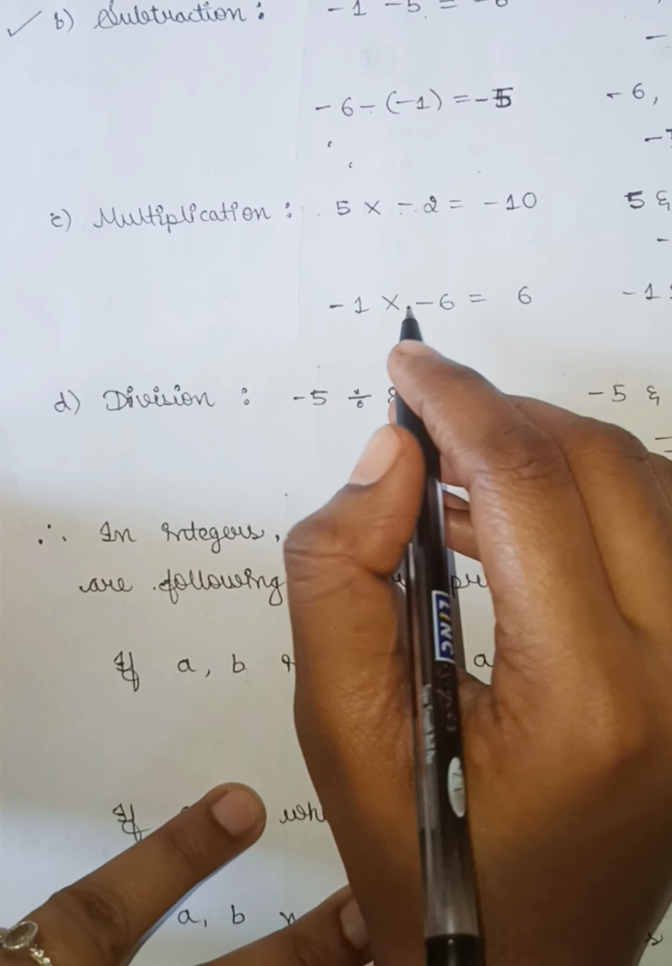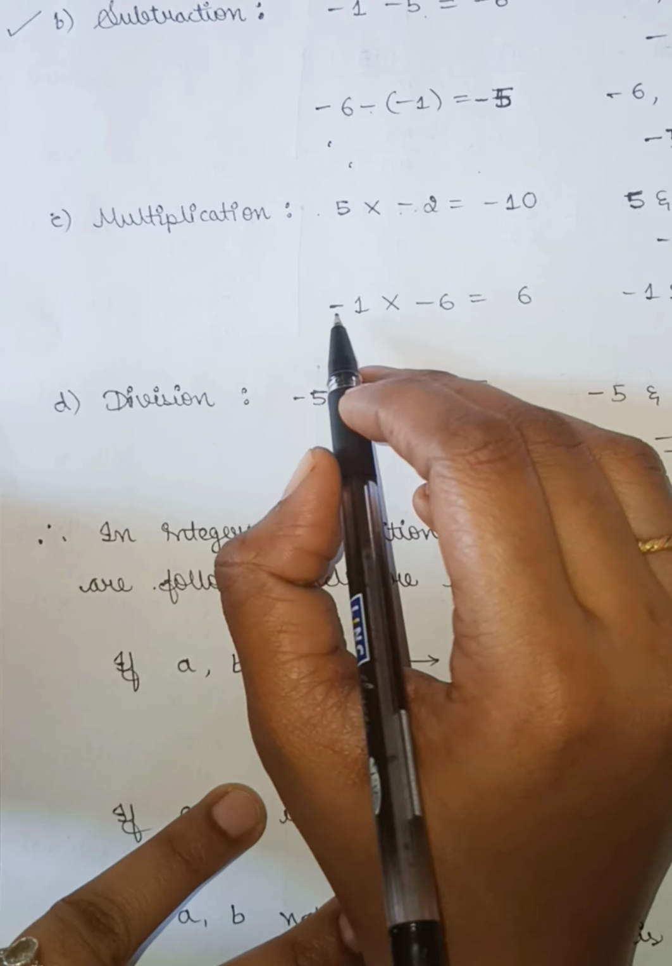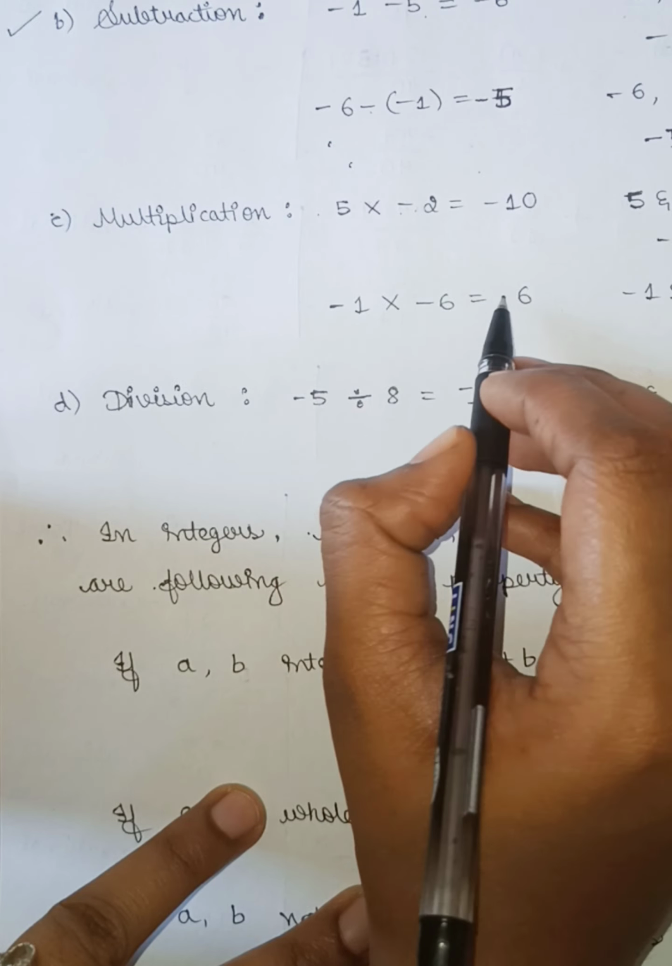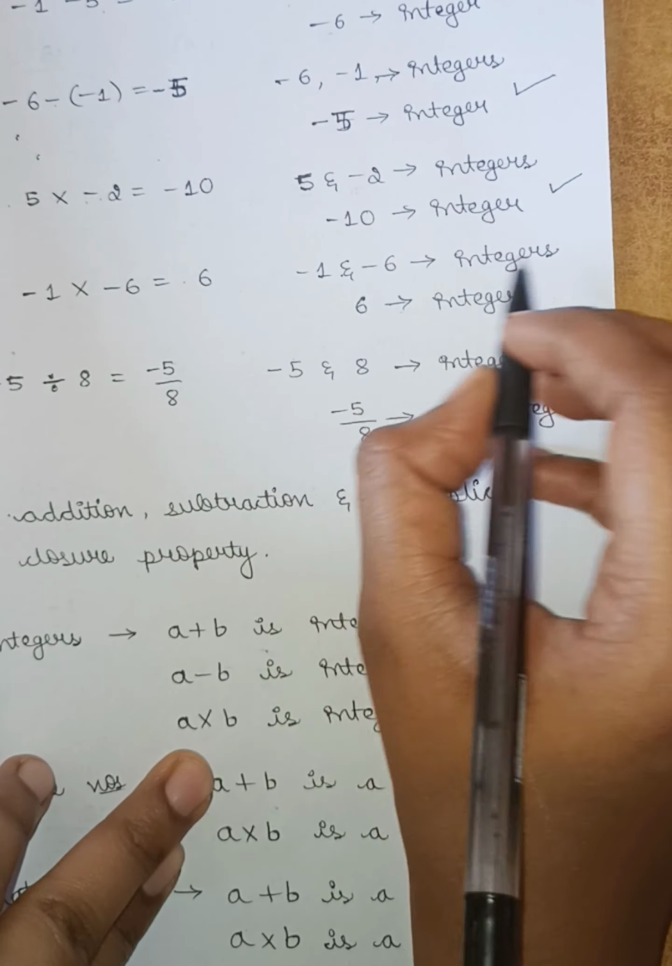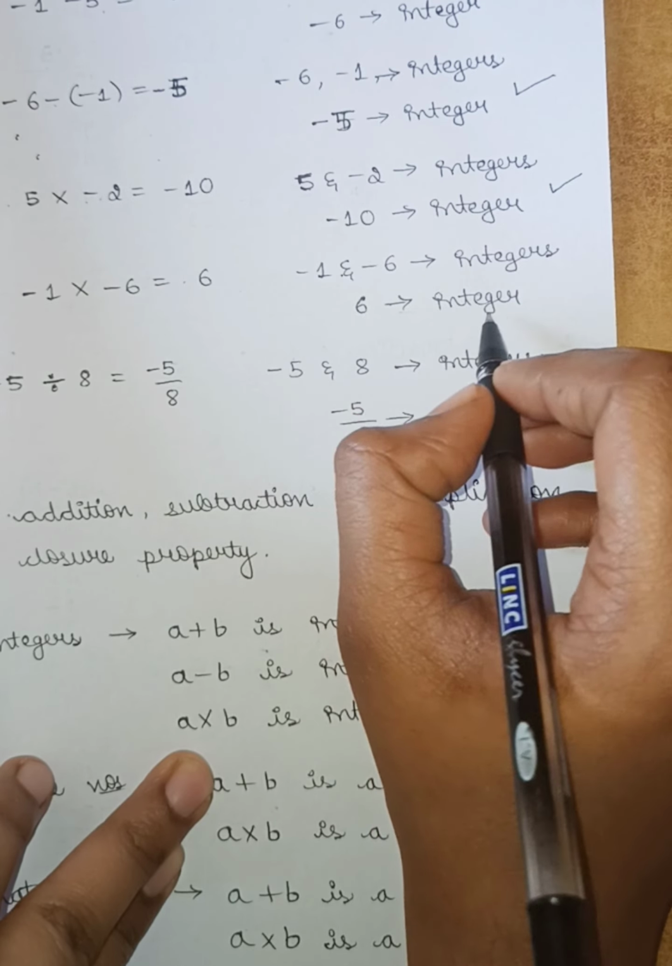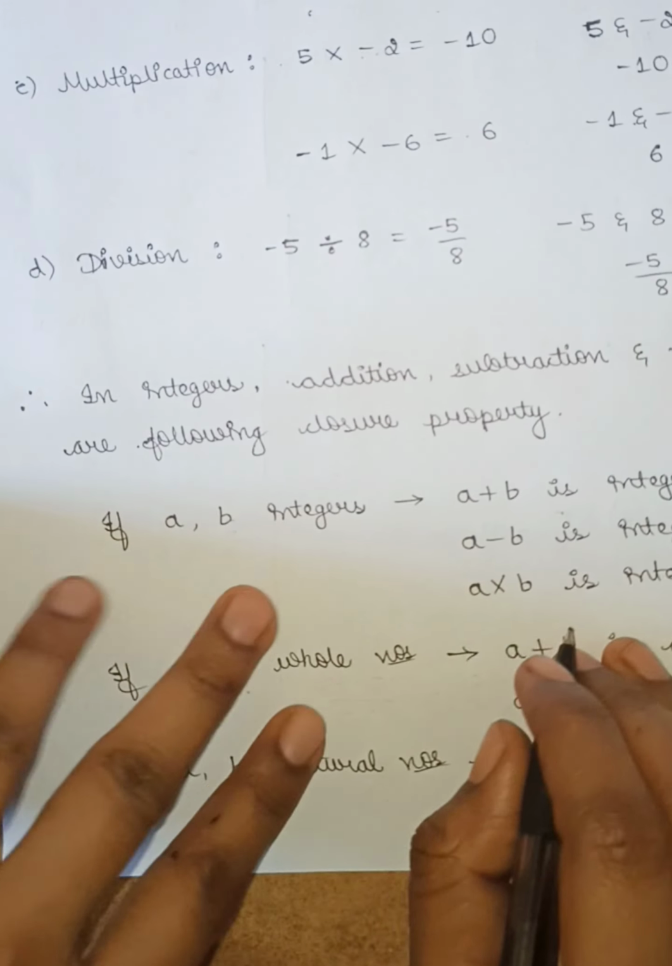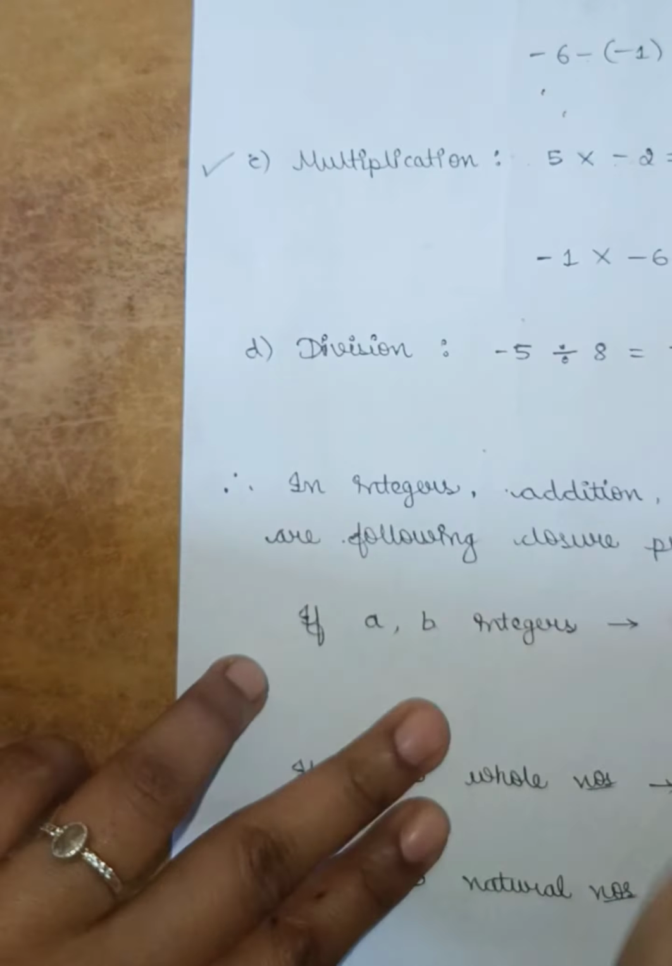The next example, minus 1 into minus 6. Both signs are minus. Minus into minus is plus. 6 into 1 is 6. So minus 1 and minus 6 are integers, and 6 is also an integer, so it follows closure property. Multiplication is followed. Then the division.